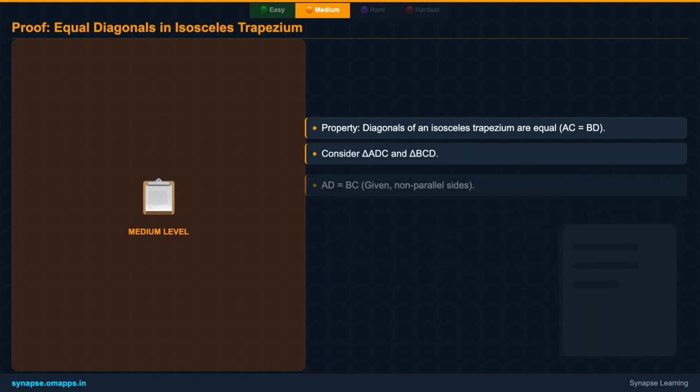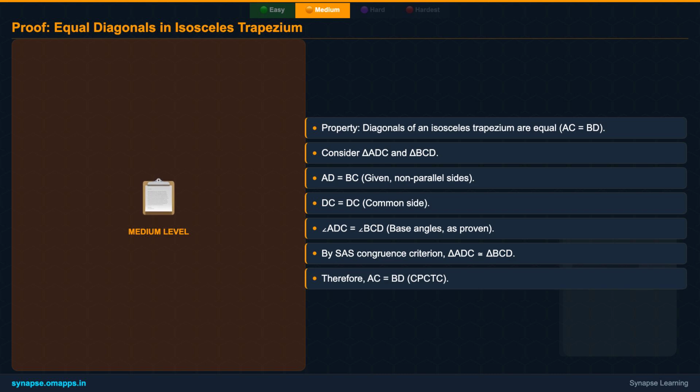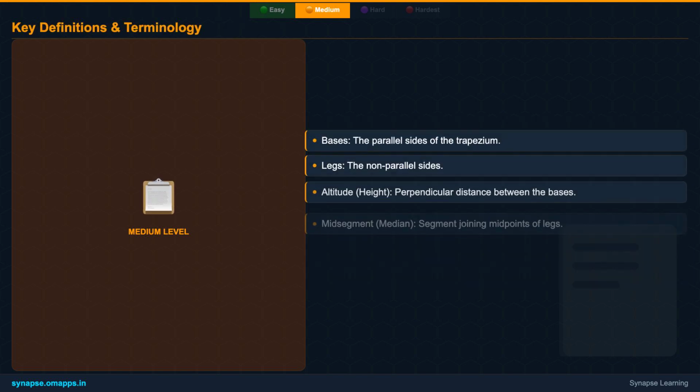Another significant property of an isosceles trapezium is that its diagonals are equal. This isn't just a statement, it's a provable fact. We can demonstrate this using triangle congruence. By considering 2 triangles formed by the diagonals and the bases, and utilizing the equal non-parallel sides and equal base angles, we can prove these triangles are congruent. This congruence then directly implies that the diagonals must be of equal length, a very elegant geometric proof. Understanding these proofs is crucial.